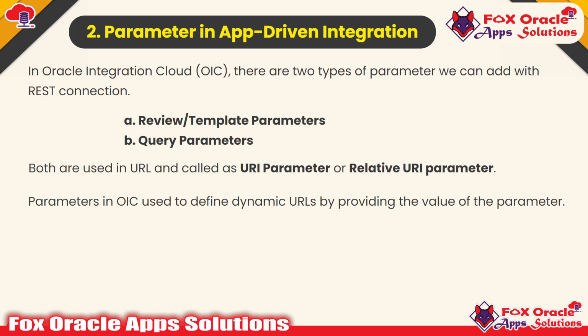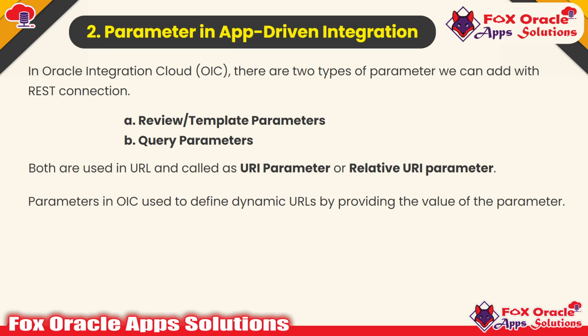In app-driven integrations, Oracle provides two kinds of parameters. When we use a REST connection as a trigger in an app-driven integration, it means that the app-driven integration is going to be exposed as a REST API. I will show you that in an upcoming session. So that integration can have two different parameters. The first parameter is the resource parameter, which is also known as the template parameter. And the other parameter is the query parameter.